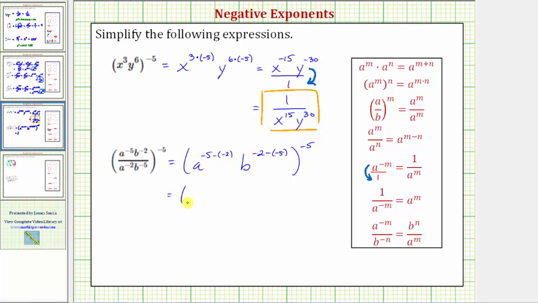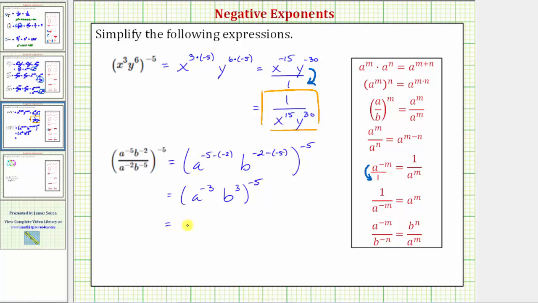So here we have a raised to the power of negative 5 minus negative 2 equals negative 5 plus 2, which is negative 3. Then we have b raised to the power of negative 2 minus negative 5, which equals negative 2 plus 5, which equals 3. Again, all this is raised to the power of negative 5. So now we apply the power property of exponents. Because we have powers raised to powers, we now multiply the exponents.